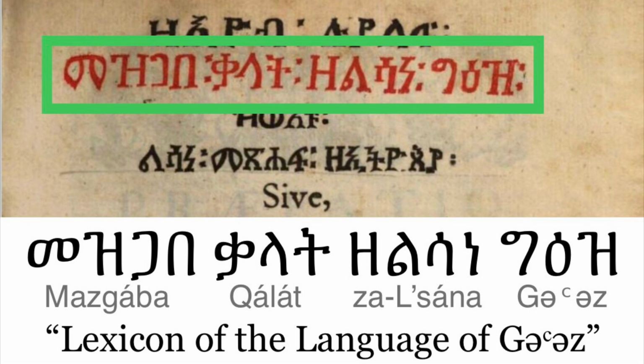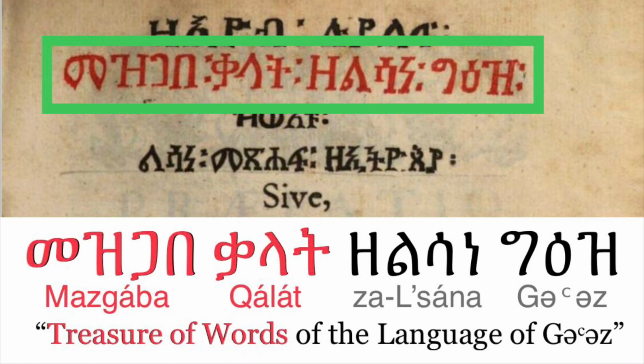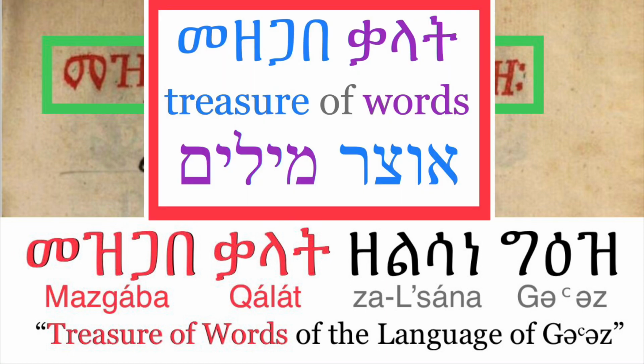Now, I initially rendered that as lexicon of the language of Ge'ez. However, while those first two words, Mazgába qálát, were intended to mean lexicon, they more literally translate to treasure of words. Mazgab means treasure, and qálát means words in the plural. So this phrase, mazgába qálát, is an exact Ge'ez parallel to the Hebrew phrase otsar milim. They're both used in the sense of vocabulary, or in this case, lexicon, and both literally mean treasure of words, collection of words. So in that sense, a lexicon of vocabulary.